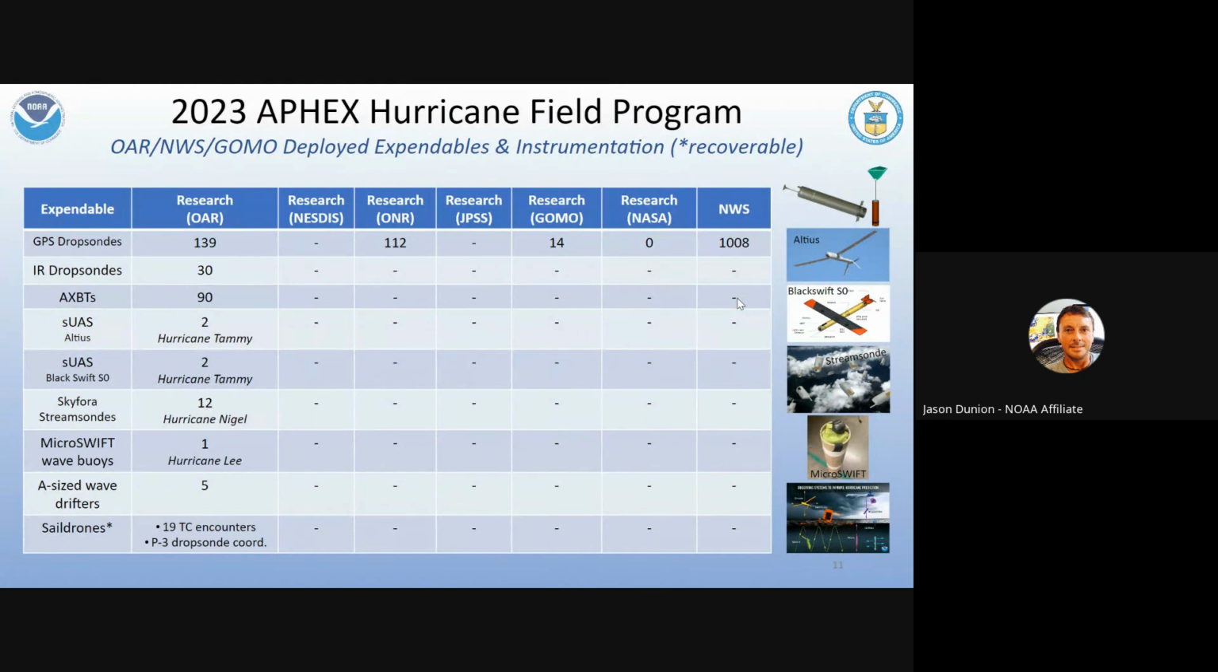And then also A-size wave drifters that we were able to put out through the BT chute on the P3. And we had several sail drone coordinations with the P3 with dropsondes and BTs in close proximity to the sail drones. So that was also a success for us too.